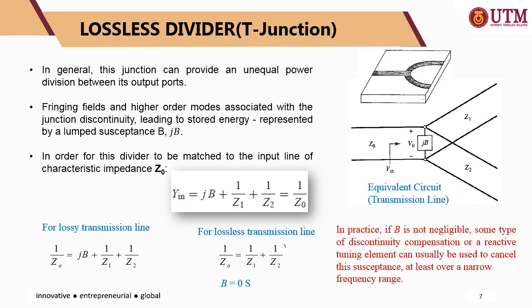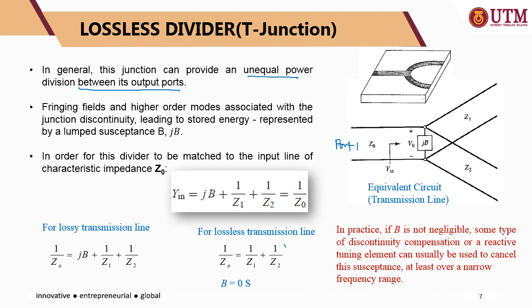Next is the lossless power divider. In general, this junction can provide an unequal power division. As I mentioned earlier, the power may be divided equally to port 2 and port 3. However, it can also be used for unequal power division between the output ports. And this is the input port, port 1.